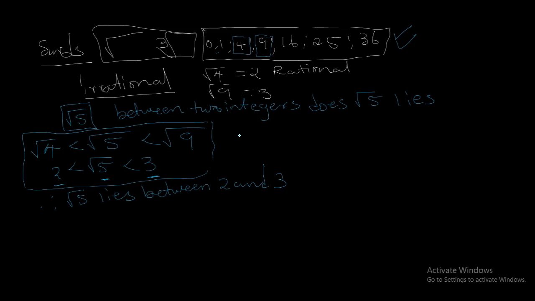Now, if you were to draw a number line, you are going to have 0, 1, 2, 3, and you can go on. We said the square root of 5 lies between 2 and 3, so you go for 2 and 3 there. The square root of 5 lies in that interval. Hopefully everyone is good with that.